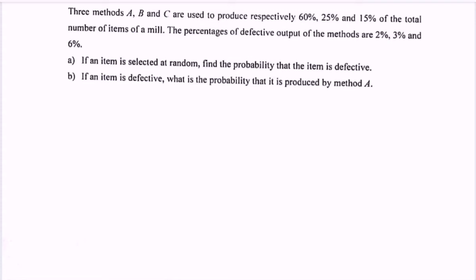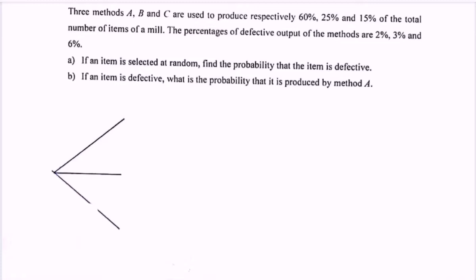Hello everyone, in this video I'm going to discuss the example for probability by using the tree diagram. Kindly refer to the question. Three methods A, B and C are used to produce respectively 60%, 25% and 15% of the total number of items of a meal. The percentage of defective output of the methods are 2%, 3% and 6%. We notice that we are going to use the tree diagram. So kindly refer to the tree diagram.